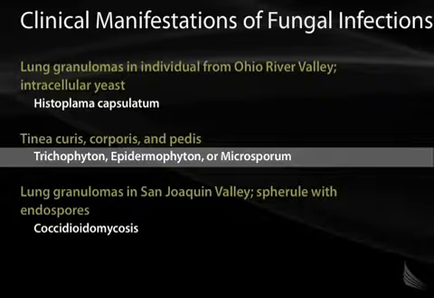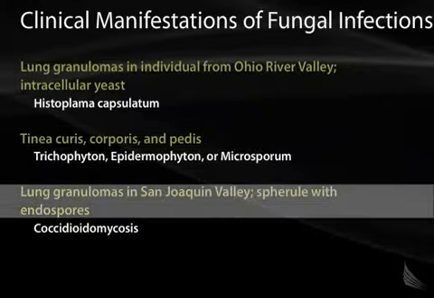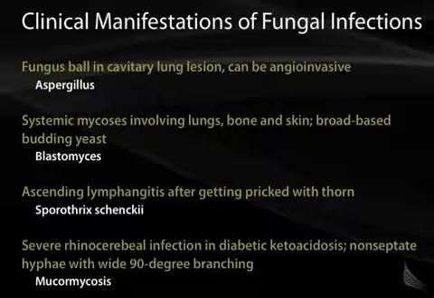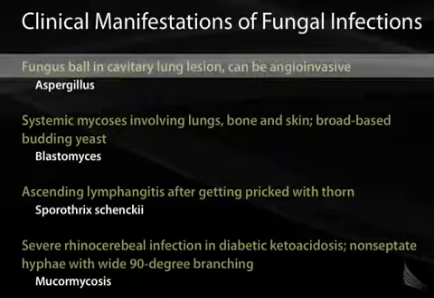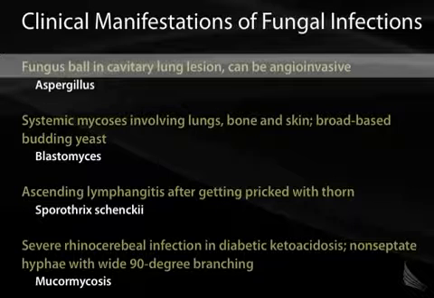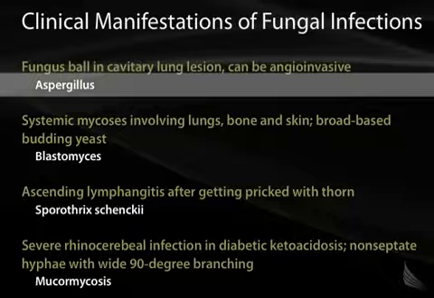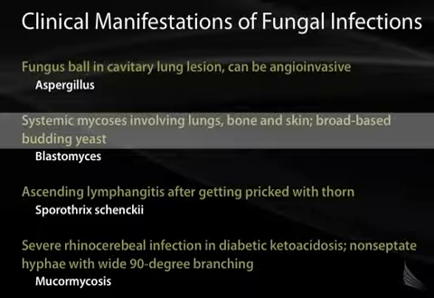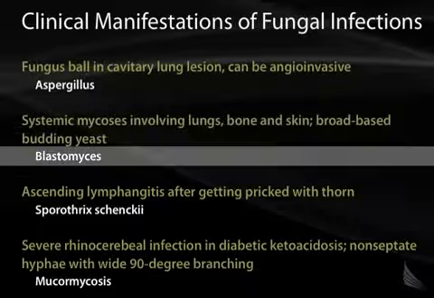Epidermophyton, and Microsporum. If you have somebody from the San Joaquin Valley in Southern California and you've got lung granulomas and spherules with endospores, you think of coccidioidomycosis. Somebody shows up and they've got a fungus ball and a cavitary lung lesion that can be angioinvasive and cause thrombosis, Aspergillus fumigatus. Somebody with a systemic mycosis involving the lungs, bone, and skin, and they've got a broad-based budding yeast, Blastomyces. You also want to ask about where they got it and exposure to rotting wood.